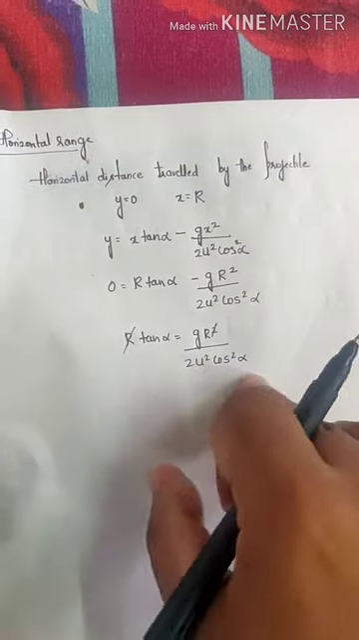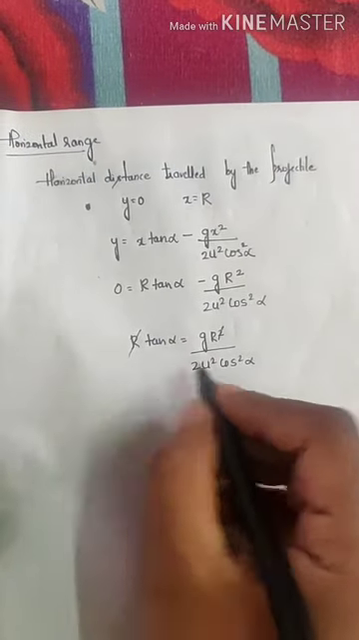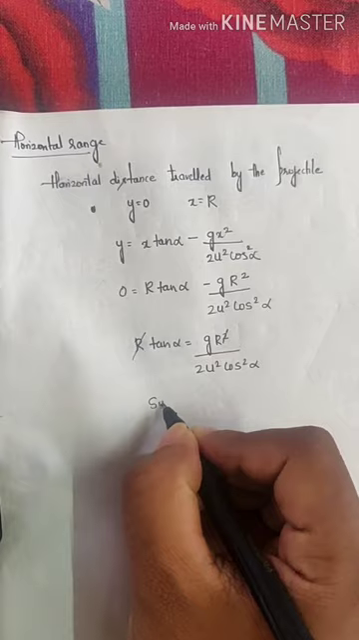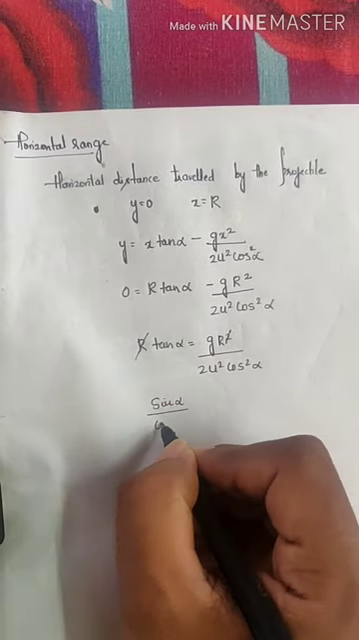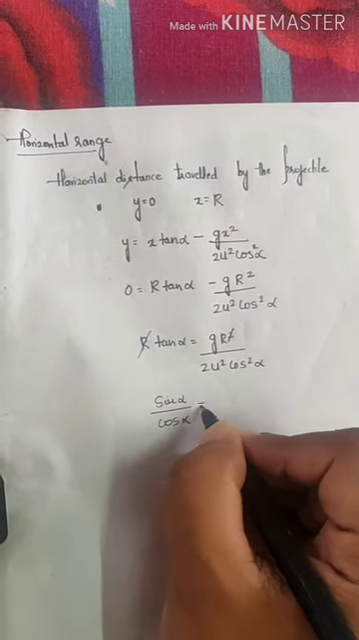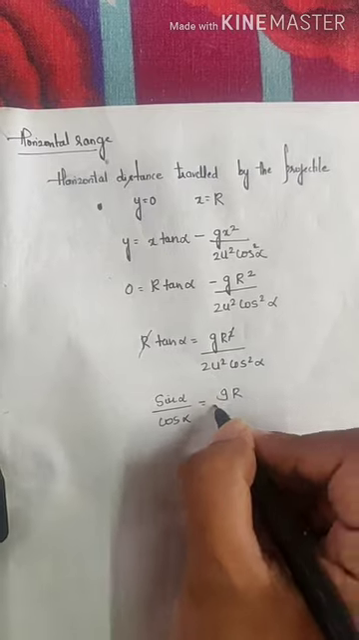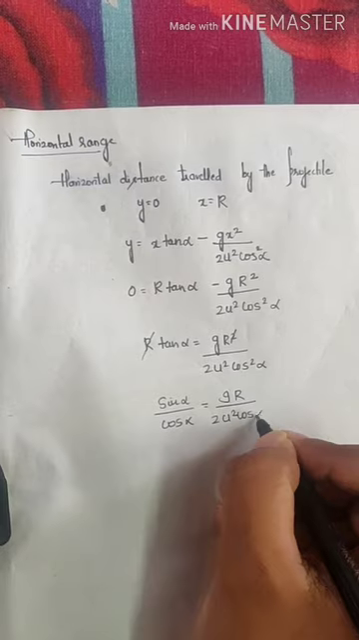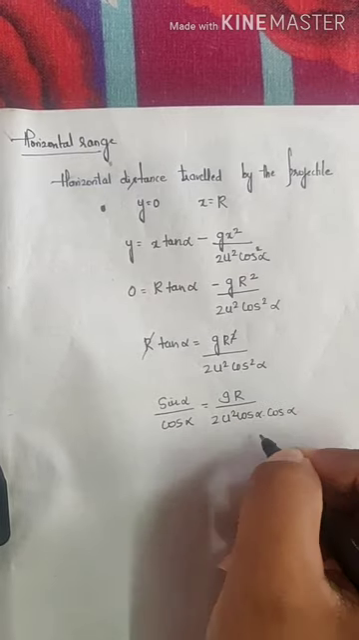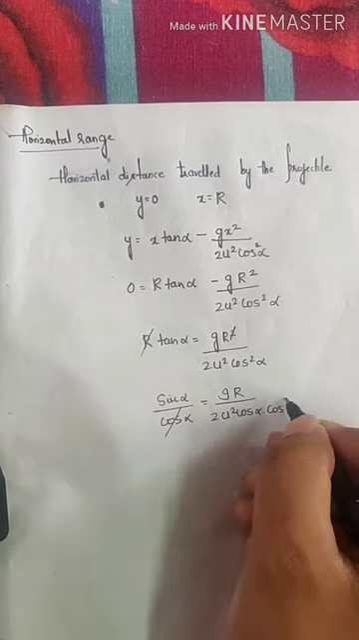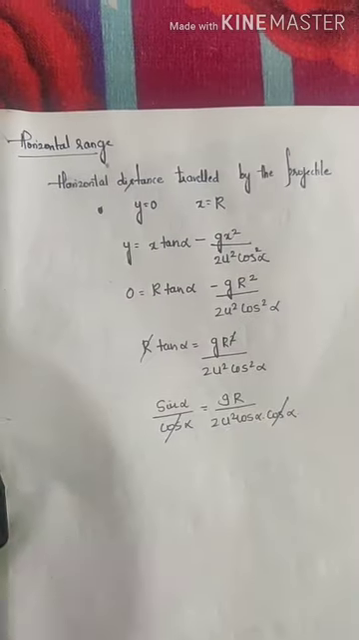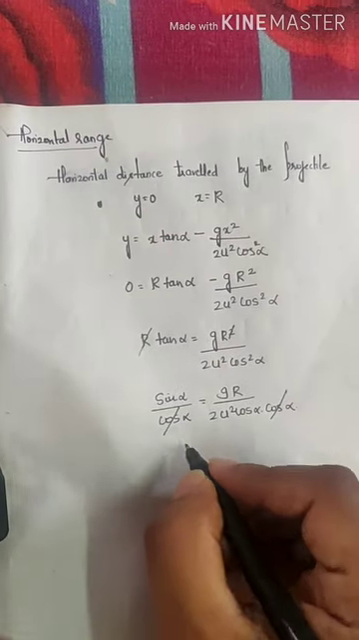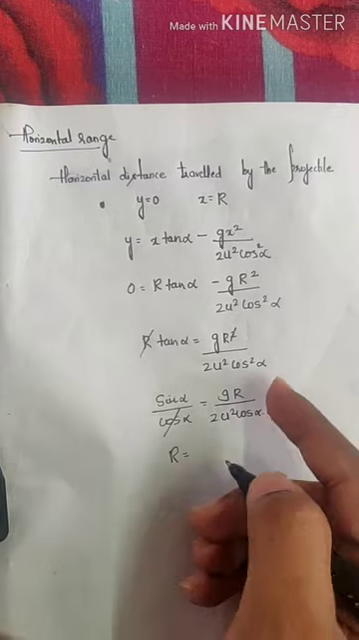So tan alpha and cos square alpha, how do I relate them such that I can cancel it? Tan alpha I can write as sin alpha by cos alpha. This is equal to g R upon 2u square cos square alpha. Can I write cos square alpha as cos alpha into cos alpha? Yes. So cos alpha cancels, cos alpha cancels. We are left with what? So I should know what R is. So R, I will send all the other terms here.